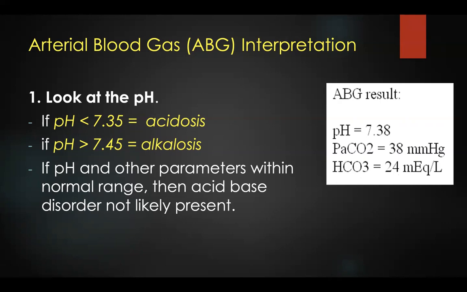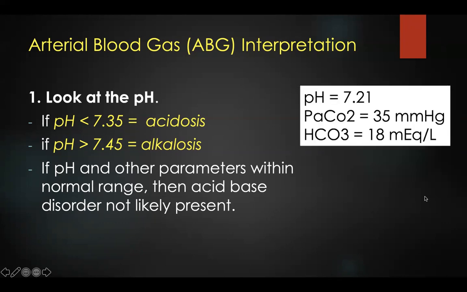Again, what's the normal value for pH? It's 7.35 to 7.45. For PaCO2, it's 35 to 45. For bicarbonate, it's 22 to 26. So all three are within the normal range. Therefore, this is a normal acid-base status, and no acid-base disorder is present.